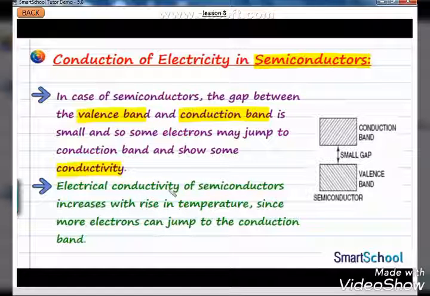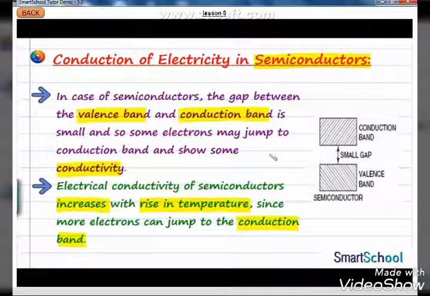Electrical conductivity of semiconductors increases with rise in temperature, since more electrons can jump to the conduction band. So this is an important point regarding electrical conductivity of semiconductors. Electrical conductivity of semiconductors increases with rise in temperature. So as the temperature increases, there is rise in electrical conductivity of semiconductors as more electrons can jump to the conduction band from the valence band.